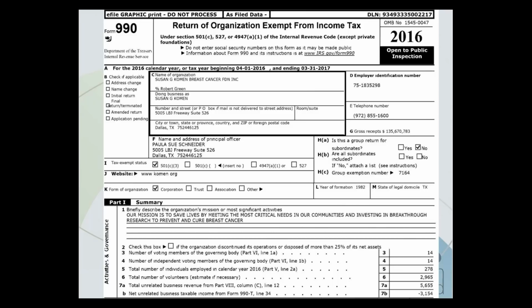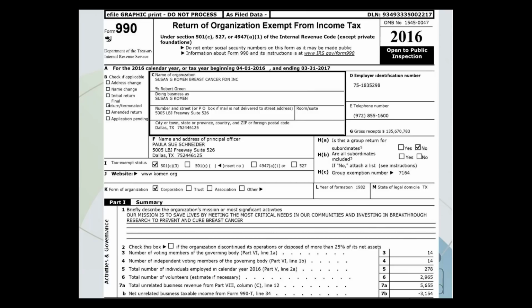On the right-hand side of the page, item G, we see at a glance they have $135 million in gross receipts. We also see on the left-hand side in I that it's a 501(c)(3), and below that in J we have the website address for the organization. Then if we go to items L and M, we see that the organization was formed in 1982 and their state of legal domicile is Texas.